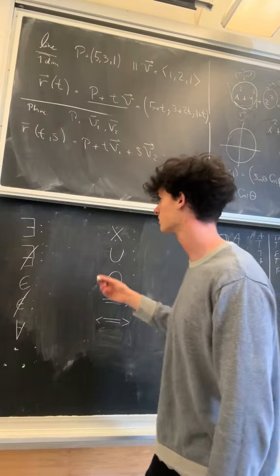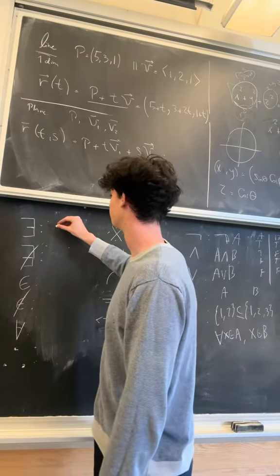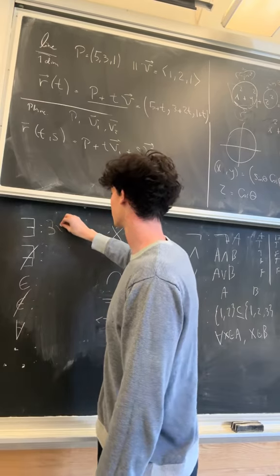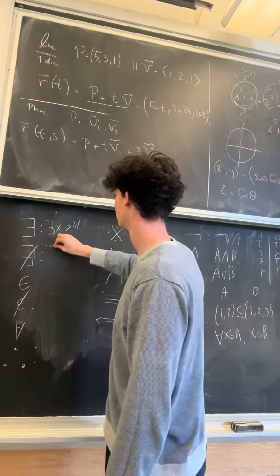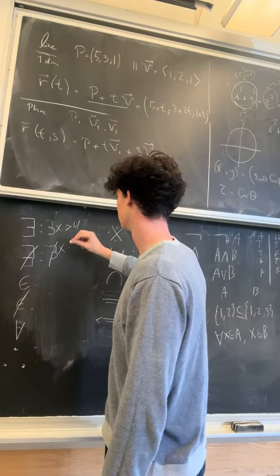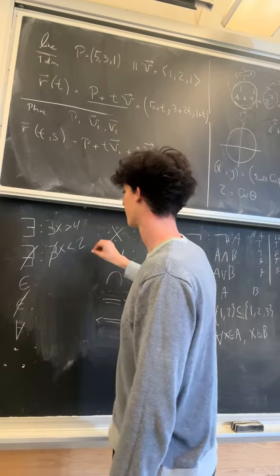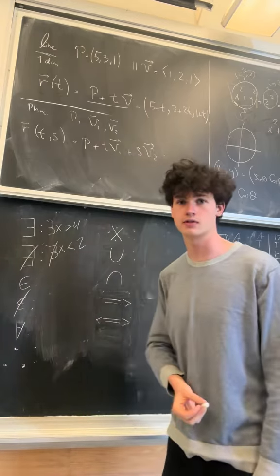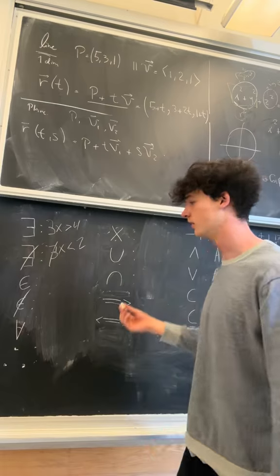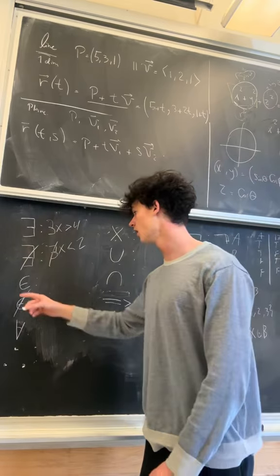So actually we can write out examples. We can say, I don't know, there exists an x greater than 4 here. There does not exist an x less than 2. It's just random statements. There exists, it does not exist. You can use it however you want. That's what it means.